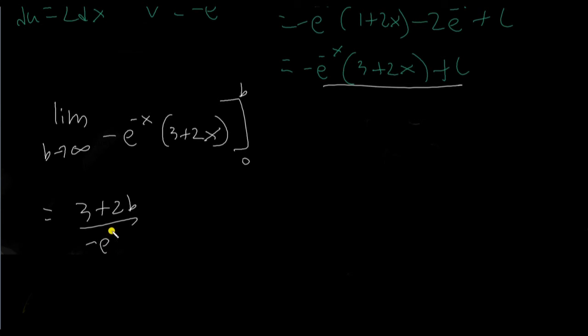negative e to the positive b plus 3. And the plus 3 is because if you plug in 0 into here, you're going to get 3 times negative 1. And then this negative and this negative would make a positive. And we're taking the limit as b goes to infinity. For this, we're going to have to use L'Hopital's rule.